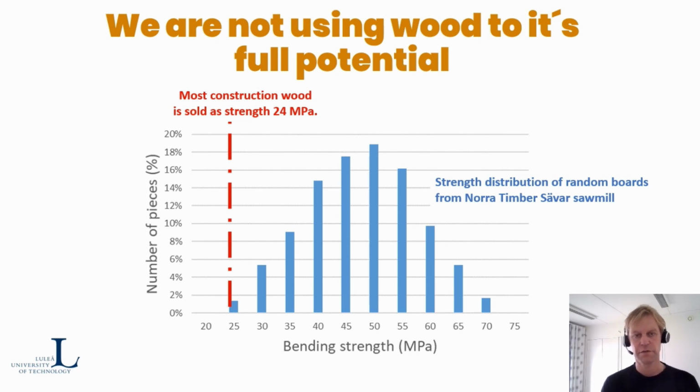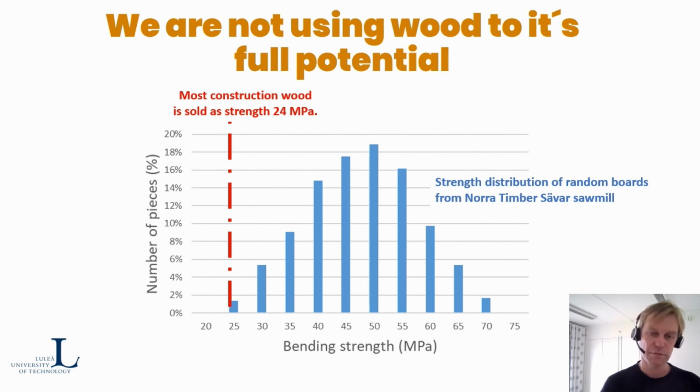Most construction wood is sold as a strength of 24 megapascal, C24. That means that when we use the wood, we design as if the wood had a strength of 24 megapascal. But if we look at the strength distribution of random boards from Norra Timber Säva sawmill, as an example of a typical sawmill in Sweden, we can see that the average strength is about twice that, between 45 and 50 megapascal. And that means that we are actually not using wood at all to its full potential.